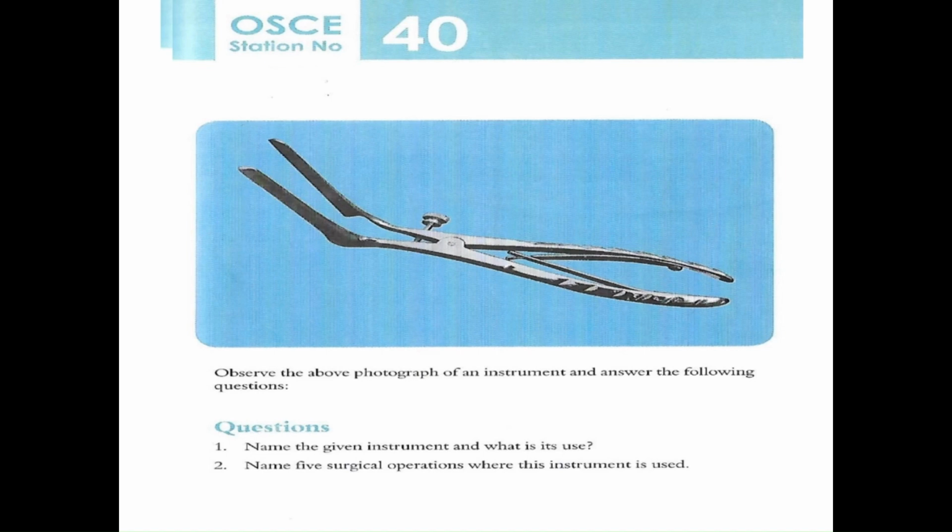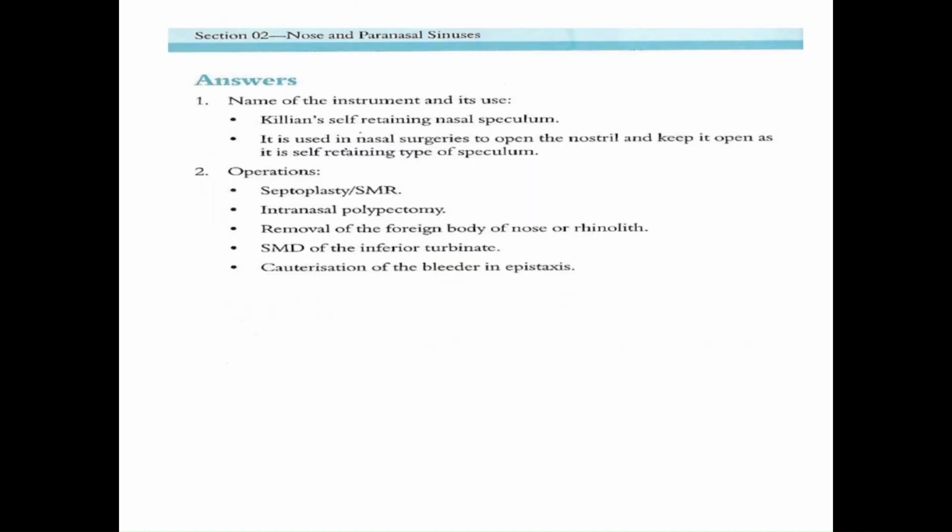Observe the above photograph of an instrument and answer the questions. Name the given instrument and its use. It is Killian's nasal speculum and is used in anterior rhinoscopy. It is used in the following operations: septoplasty, intranasal polypectomy, removal of foreign body or rhinolith, SMD of inferior turbinate, cauterization in epistaxis.